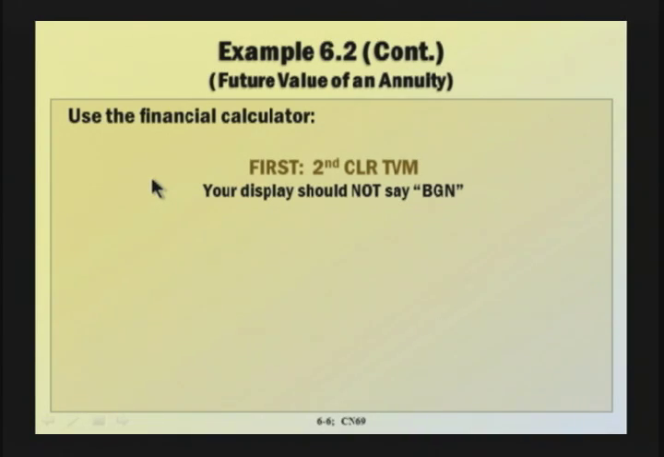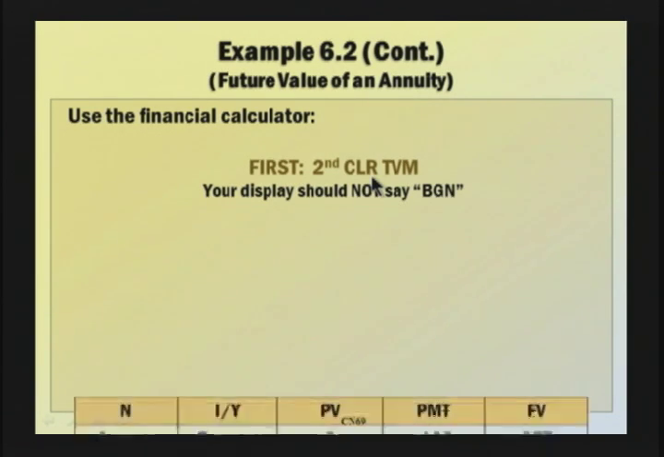Again, in Chapter 5, we checked to make sure we were in end mode, which is the normal setting for your calculator. It should not say BGN, so if it does, you can review page 55 in the course notes or go back to our Chapter 5 calculator setup, and we were able to get rid of that BGN setting, which will be the normal end mode for the calculator. For any time value of money problem, we start using second, clear TVM to clear the third row keys on the calculator.